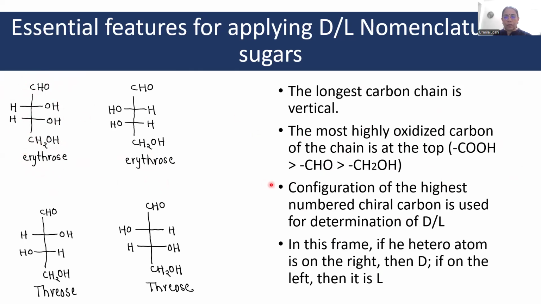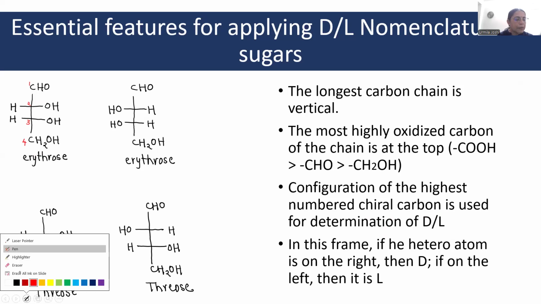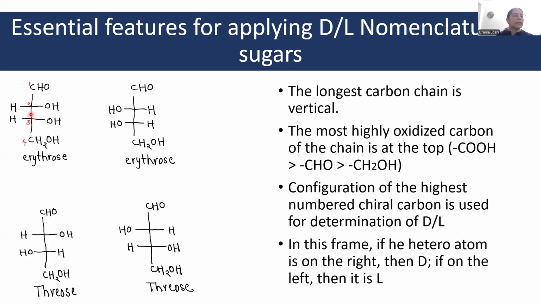Then the configuration of the highest numbered chiral carbon is used for determination of D or L. So let me write the numbers over here of the chain. This is 1, this is 2, this is 3, and this is 4. Now, carbon number 2 and carbon number 3 are the chiral carbons. If you notice, they have 4 different groups attached. So, they are chiral carbons. So, the configuration of the highest numbered chiral carbon. Between 2 and 3, this chiral carbon is the highest numbered in the chain.